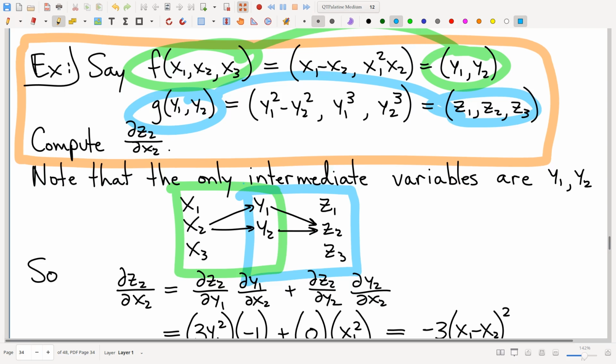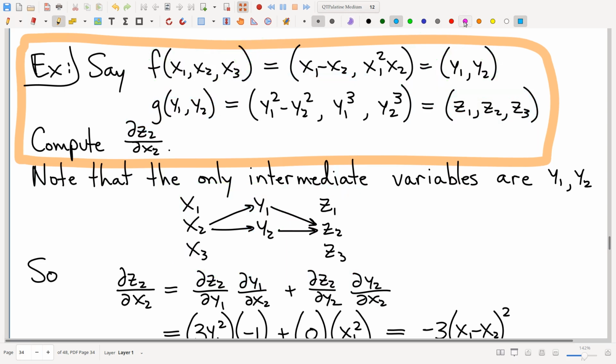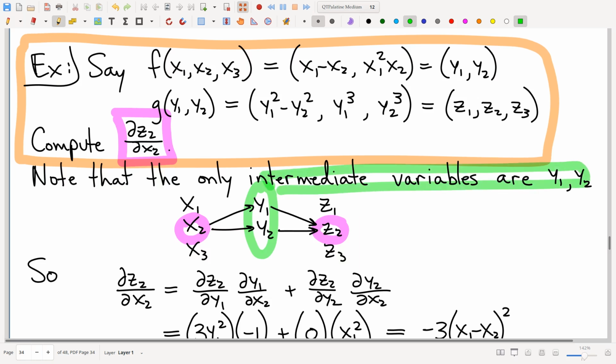And there's our diagram. Now I haven't written all the arrows in here. Yes, y2 is, among other things, dependent on x1. I didn't draw that arrow because I'm not going to need it, and I wanted my diagram to be as streamlined as possible. Looking at the fact that I've been asked to compute the partial of z2 with respect to x2, the only arrows I really need are those that involve my intermediate variables, y1 and y2.